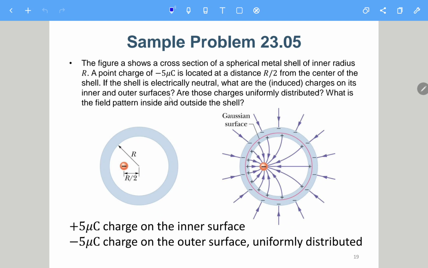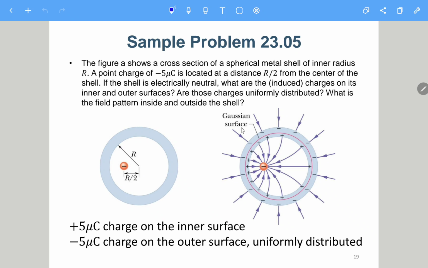So it is electrically neutral, so the total charge should be 0, but there can be some induced charge on the inner surface and on the outer surface. As the total charge is 0, there may be a positive charge on the inner surface, and then the same amount of negative charge on the outer surface. Okay, are those charges uniformly distributed? What is the field pattern inside and outside the shell?